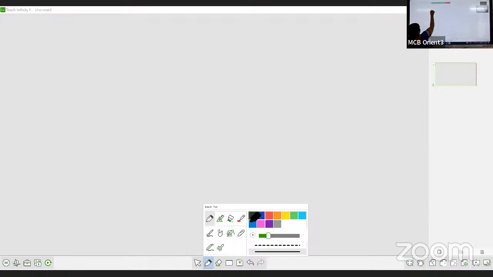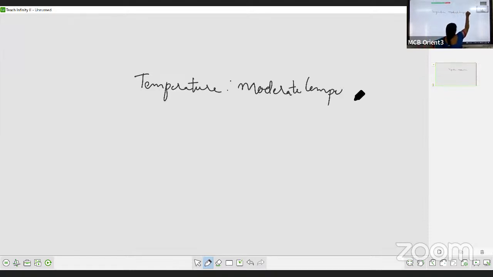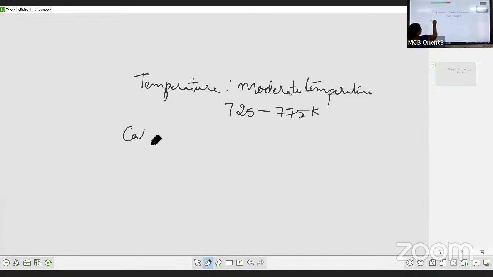So then temperature. As we have said, according to the equation, the reaction should take place at low temperature. But we have seen that at low temperature, the yield of ammonia is very less. So therefore, we are using a moderate temperature, meaning neither too high nor too low. So how much is it? 725 to 775 Kelvin.